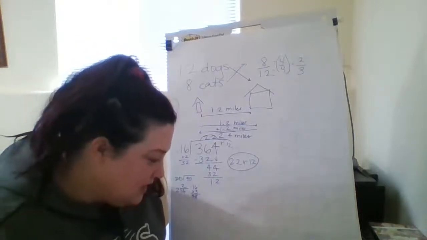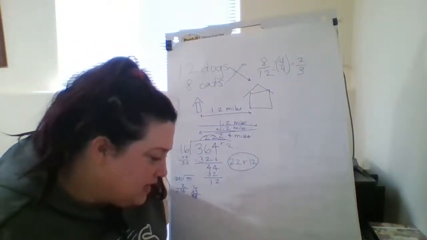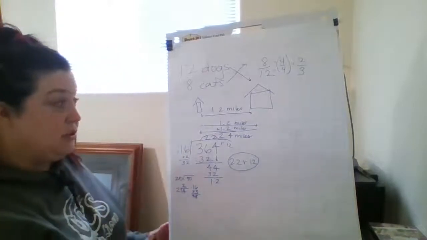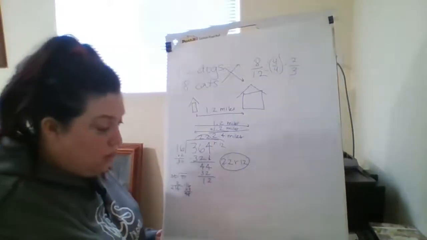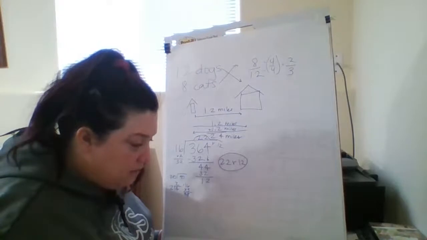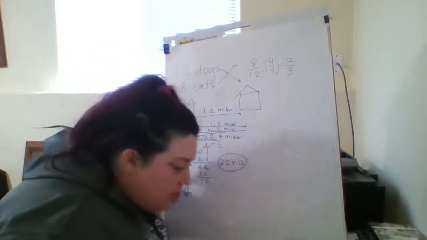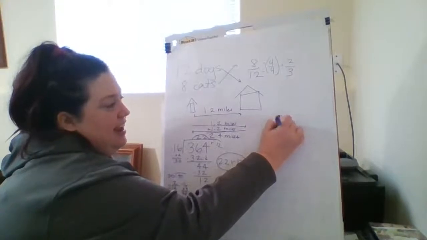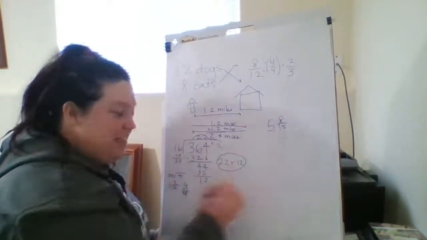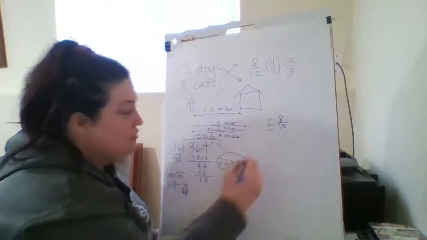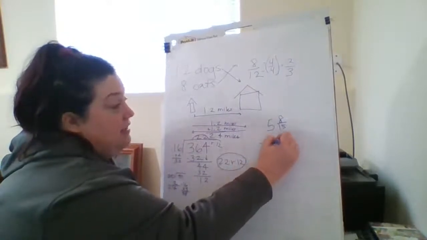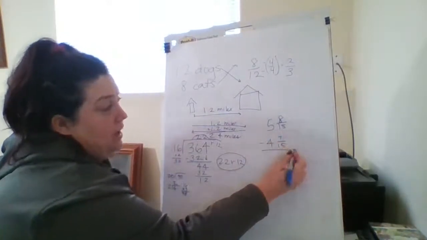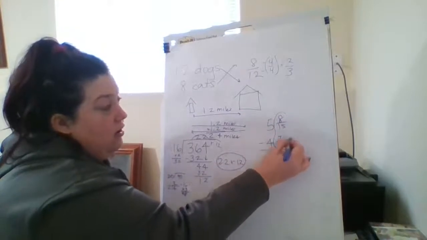Okay, so let's look at 17. We have 5 and 8/15 minus 4 and 7/15. So we're going to do a subtraction problem with some fractions. So we have 5 and 8/15. There we go, that's better. Subtract 4 and 7/15.